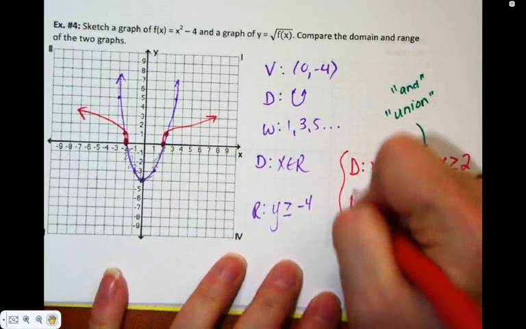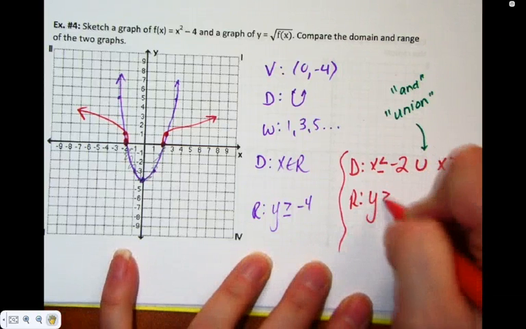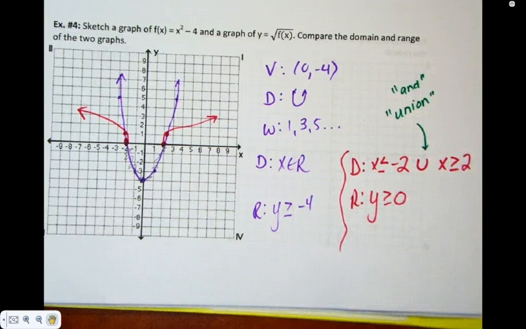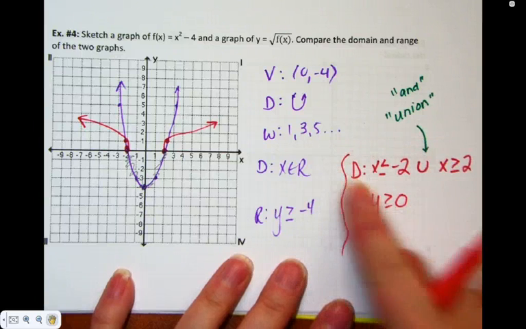Range: it doesn't matter if we do the left and the right because they're going to be the same. The lowest point is still 0. The highest point is still infinity. So the range is going to be y is greater than 0, because you can't square root a negative. This is the only little tricky part. Does this make sense in your head?